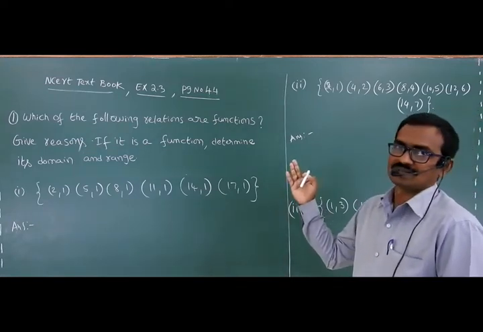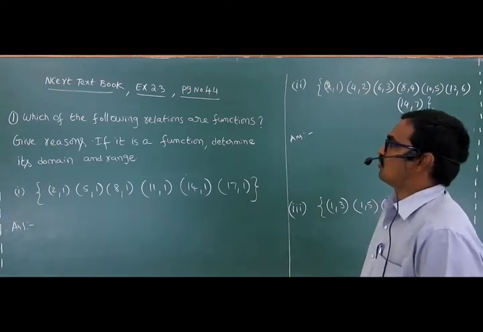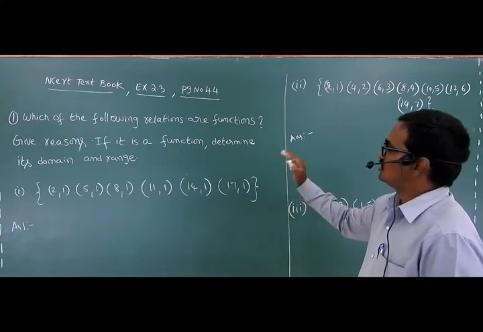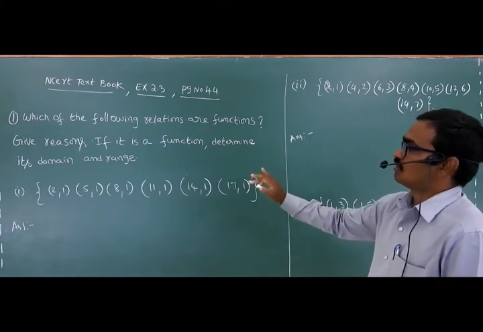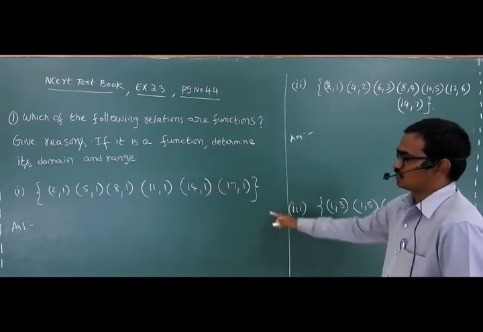NCERT textbook exercise 2.3, page number 44. First question: Which of the following relations are functions? Give reasons. If it is a function, determine its domain and range. Total 3 questions are there. First question, this one.